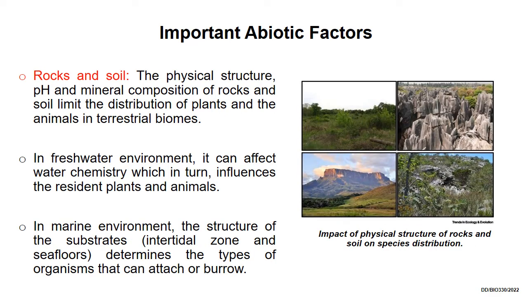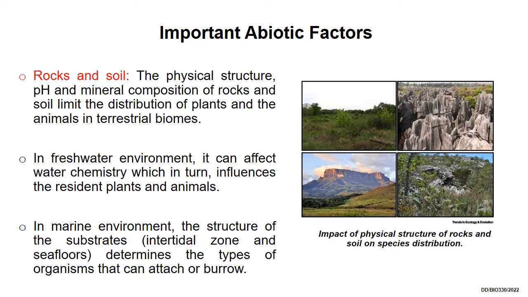Next, rock and soil. The physical structure of the rock or soil, their pH, and the mineral composition of the rocks and soil will limit the distribution of plants as well as animals in terrestrial biomes. Right? For example, from the diagram there, different rock and soil structures have different types of species, either plant or animal. Not only the type of species, but also their distribution. Meanwhile, in freshwater environments, it may affect the water chemistry, which in turn influences the resident plants and animals.